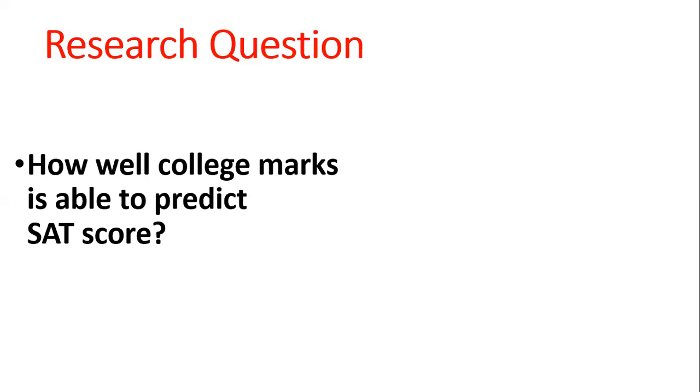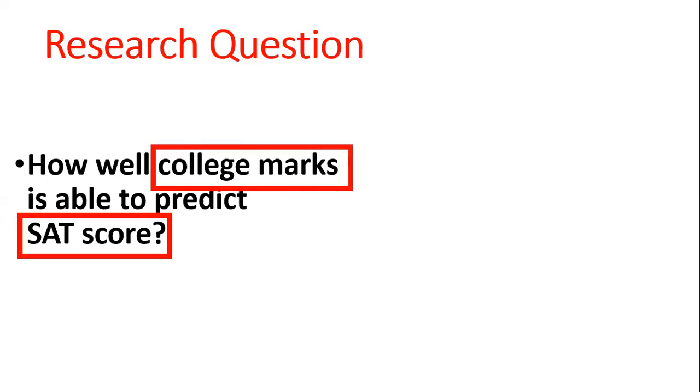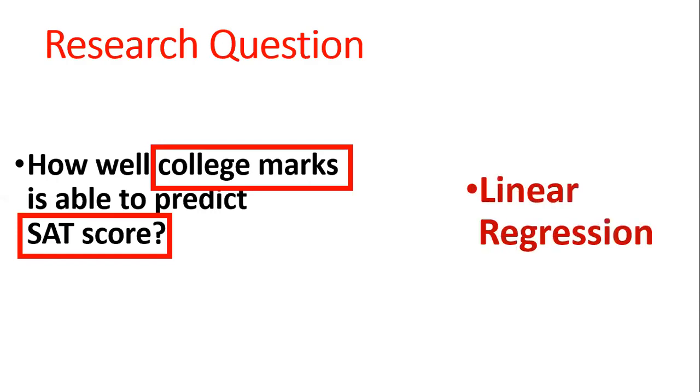There is only one IV and one DV, so the method that we are going to use is linear regression. So identify the method from the question. This could be a research question. You read, understand, pick out your variables, which is the IV and which is the DV, and then you determine what sort of regression this is. This is called linear because it has only one IV and one DV.